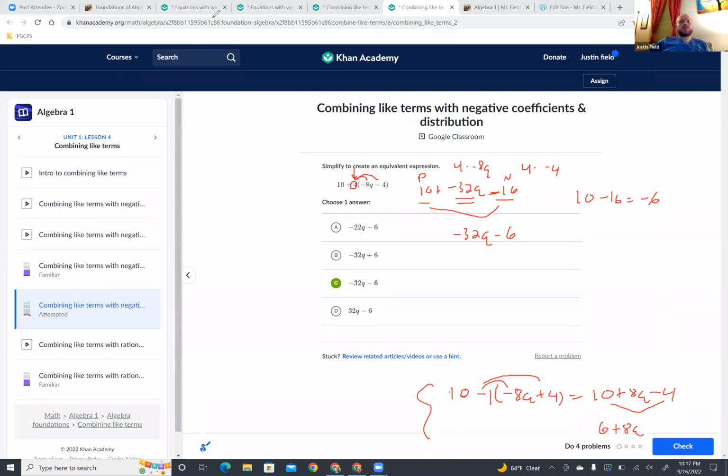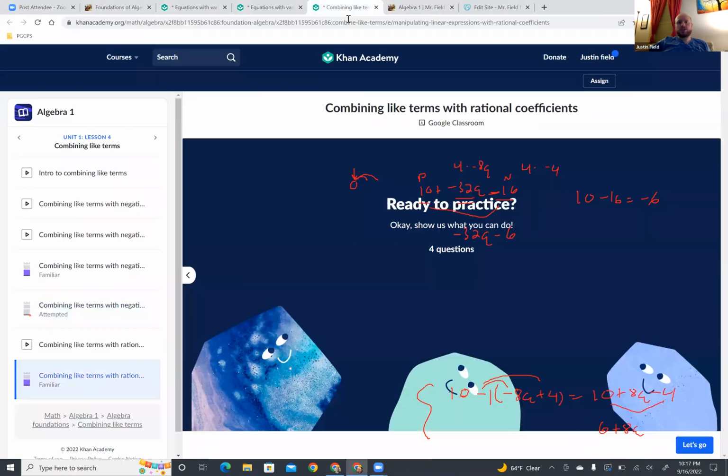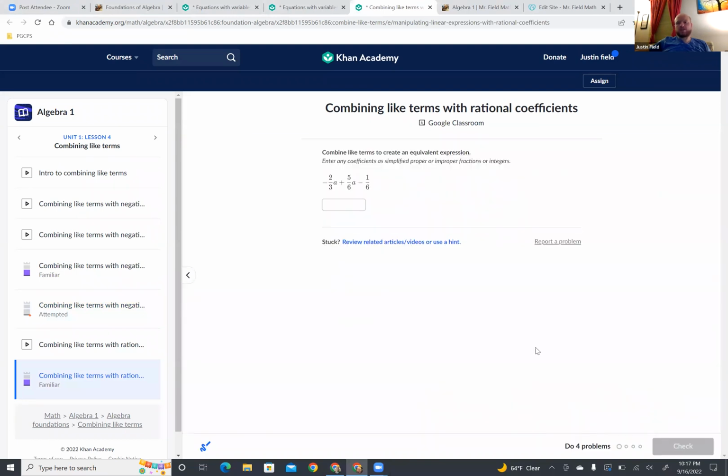That's one where people have made mistakes in the past with their distribution, and you want to make sure you look out for that. All right, so now combining like terms with rational coefficients.